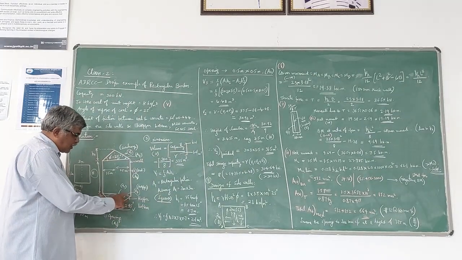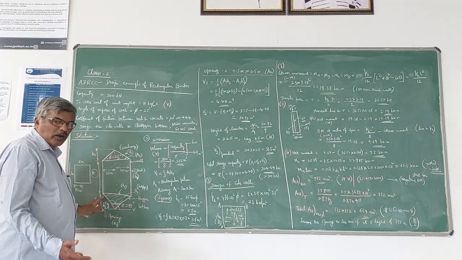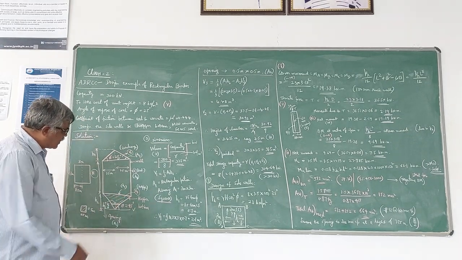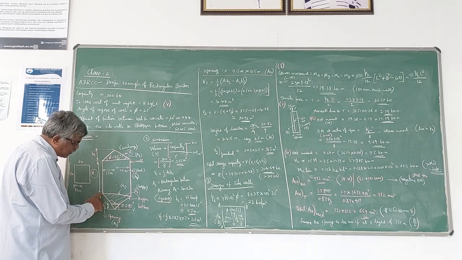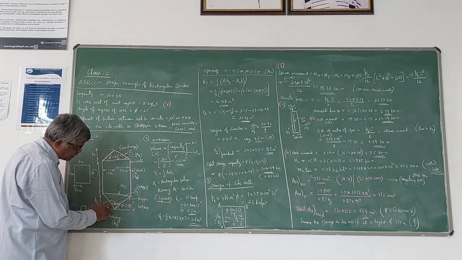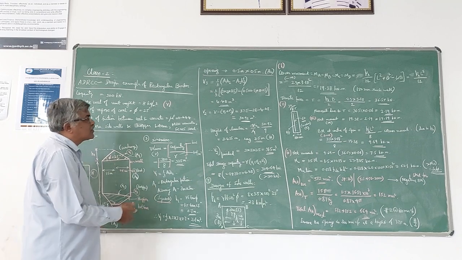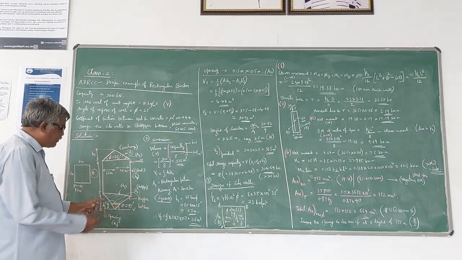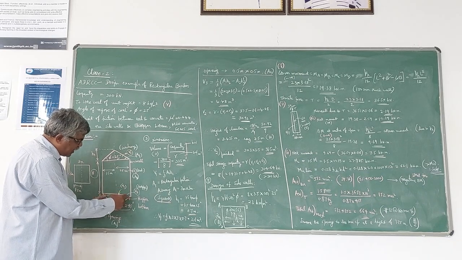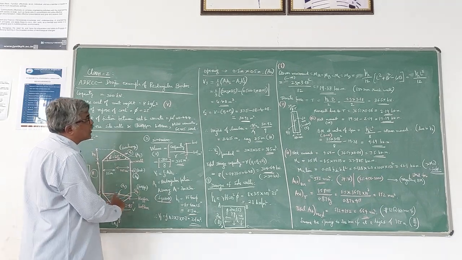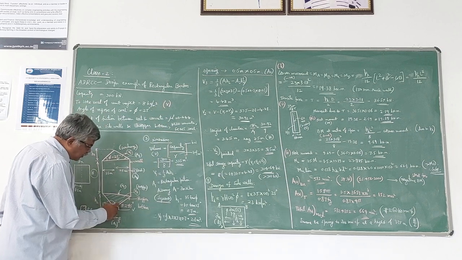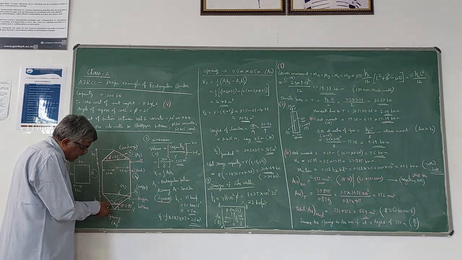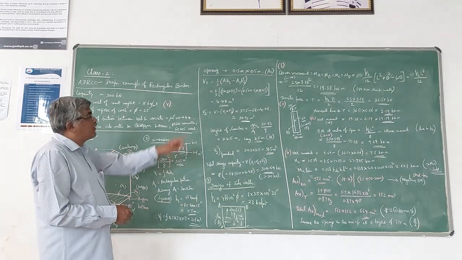Whatever volume of the core is stored in this hatched portion, that volume is nothing but the volume of this bigger cone minus the volume of this smaller cone. So that is 1 by 3 of the bigger cone area, this area A1, into this height H2, so A1 into H2, minus the smaller cone volume, that is area A2 multiplied by this height, which I will take as H2 dash. That's what I have taken here.